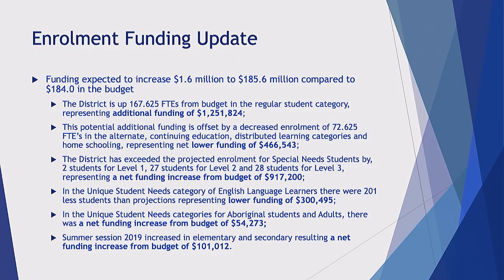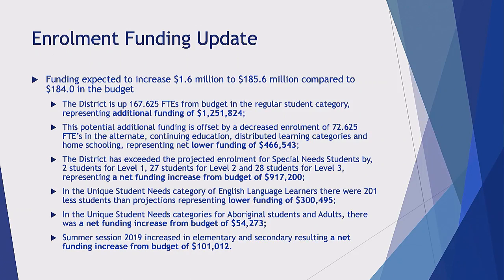So wanted to go through, just on the revenue side, the district is expecting, based on the counts, to be up about $1.6 million to an operating grant for the September counts of $185.6 million compared to the $184 million in the budget. That would be just for the July counts and the September counts. There is still a February and May count that has funding impacts, but for a smaller amount than the September count.